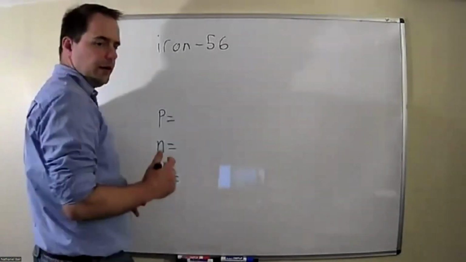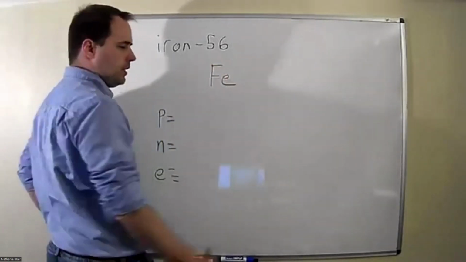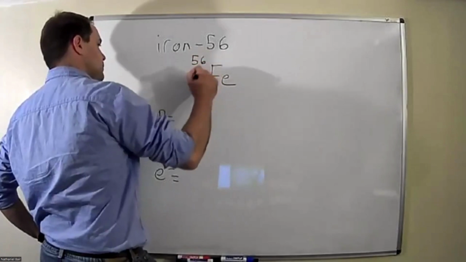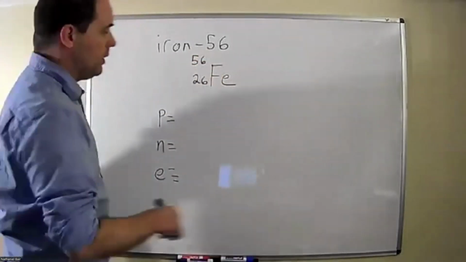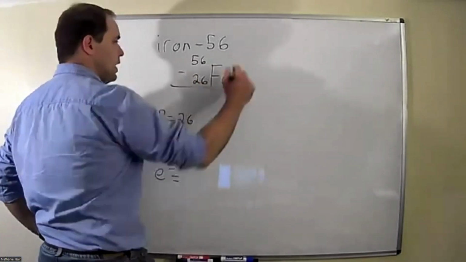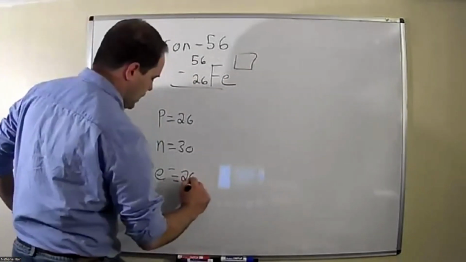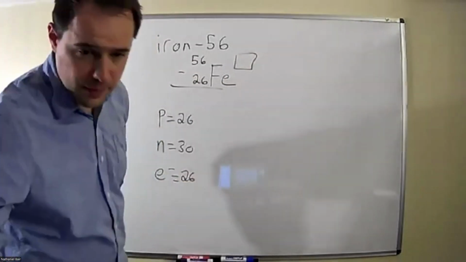All right, hopefully you found iron. The Latin word for iron is ferrum. That's where the Fe comes from. The 56 is the mass number, and 26, I believe, is the atomic number of iron. So the protons are 26. We subtract, 30 neutrons. It's electrically neutral. Got to be 26, right? Awesome. Let's talk about ions.